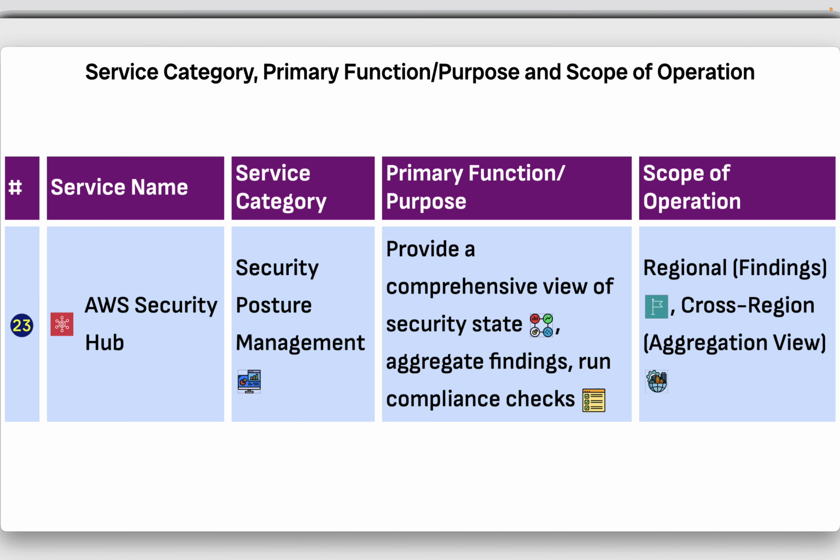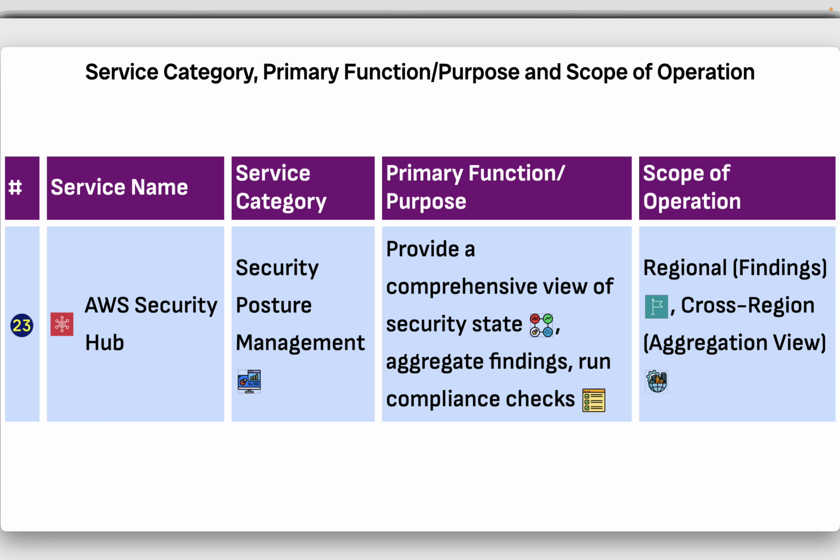Next, service AWS Security Hub. Service category is security posture management. Primary function and purpose is to provide a comprehensive view of security state, aggregate findings, and run compliance checks.